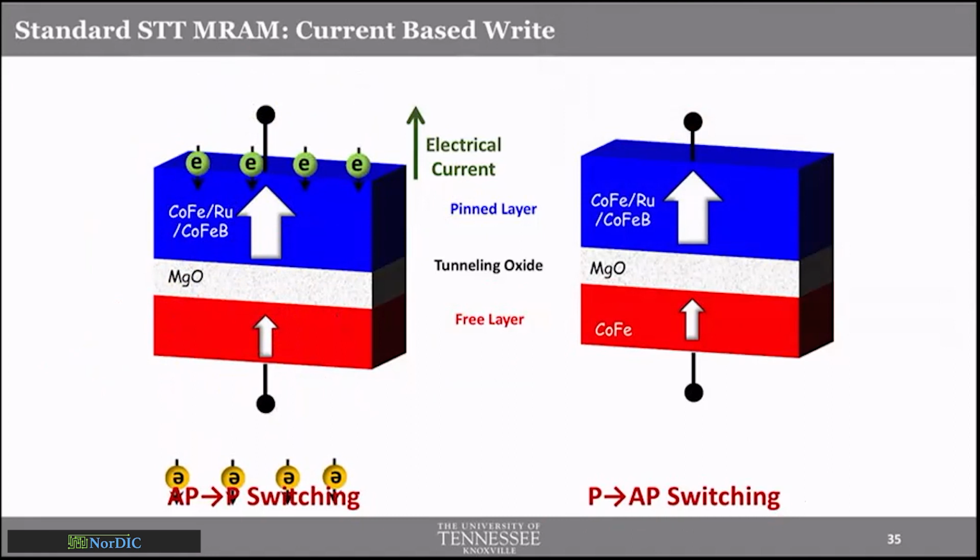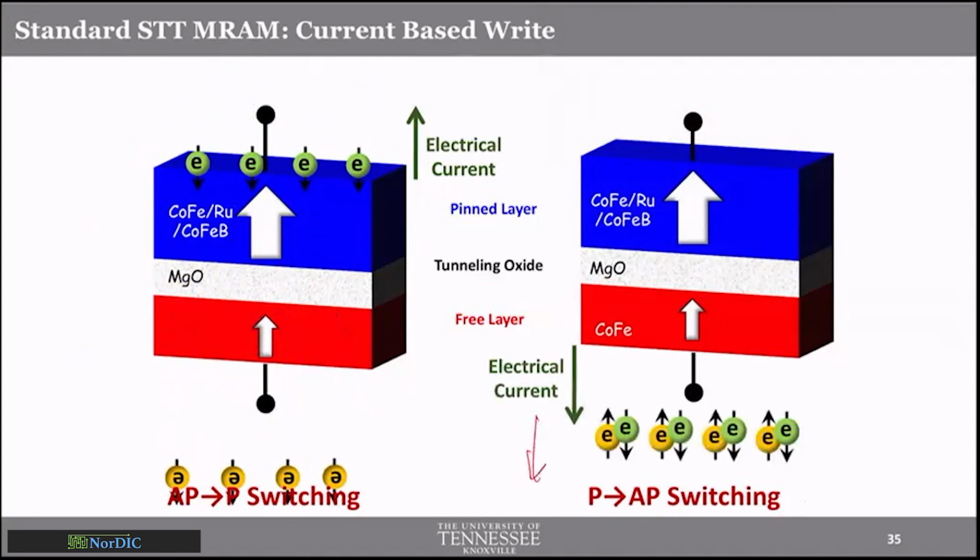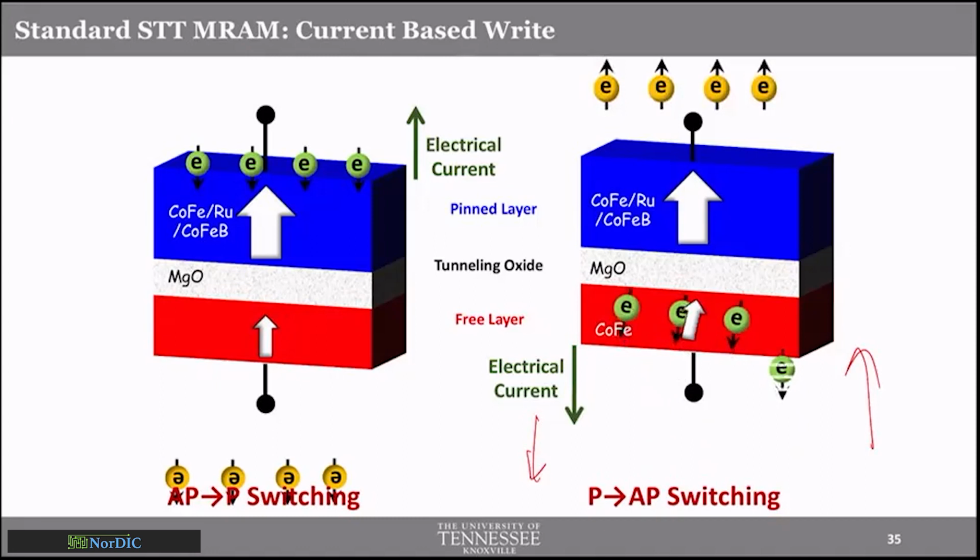Obviously, we will need current in the opposite direction. Here, electrical current will flow this way. That means electrons will flow from here to here. Now, the yellow ones will pass through because they have the same magnetization. The green ones will again interact and change the free layer. And that's how the parallel to anti-parallel switching is done. So no matter what happens, we change the magnetization of the free layer, not the pin layer.